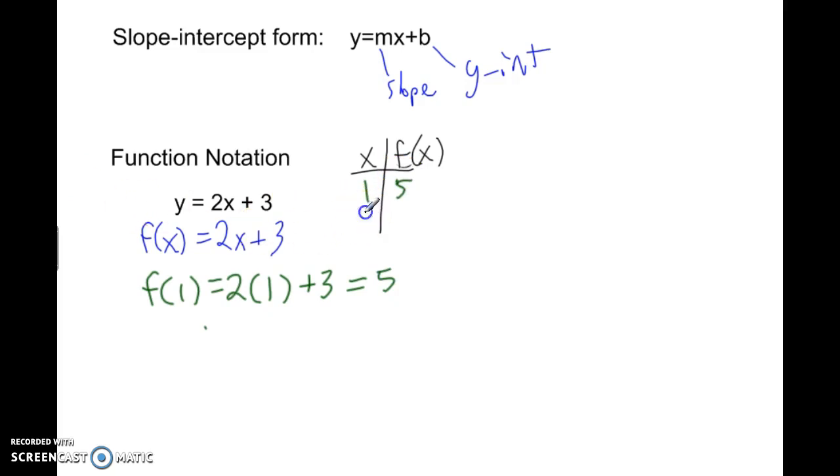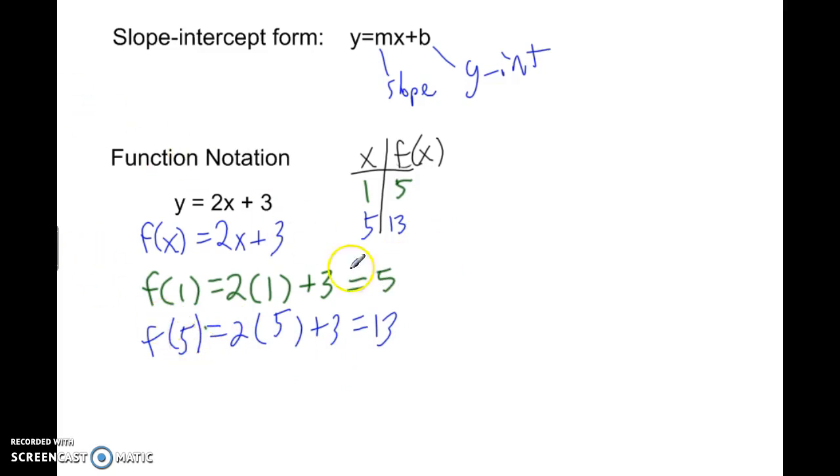Again, we can do that for another number. If we plug in 5, this would be f of 5 equals 2 times whatever x is, in this case 5. So 10 plus 3 is 13. So the output is 13. And we can make a table by plugging in values.